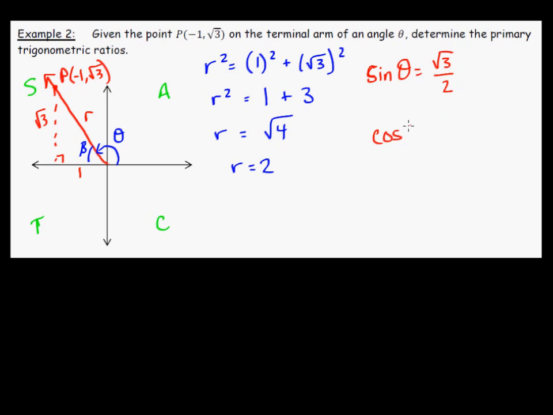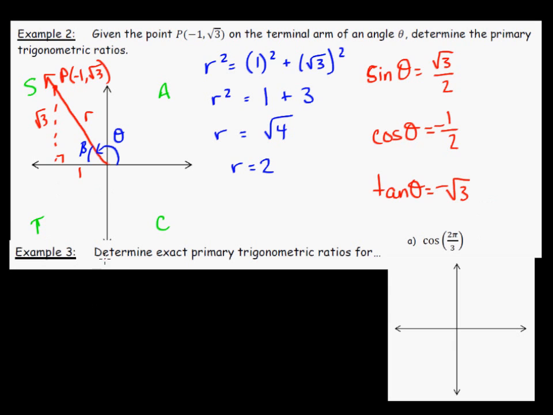The cosine ratio for theta is going to be x over r, so 1 over 2. But because only sine is positive, the cosine ratio has to be negative. And the tangent ratio for angle theta is y over x, so root 3 over 1, which is just root 3. Again, because only sine is positive, the tangent ratio has to be negative for quadrant 2. So for our angle theta, for this particular point P, the primary trig ratios are here.